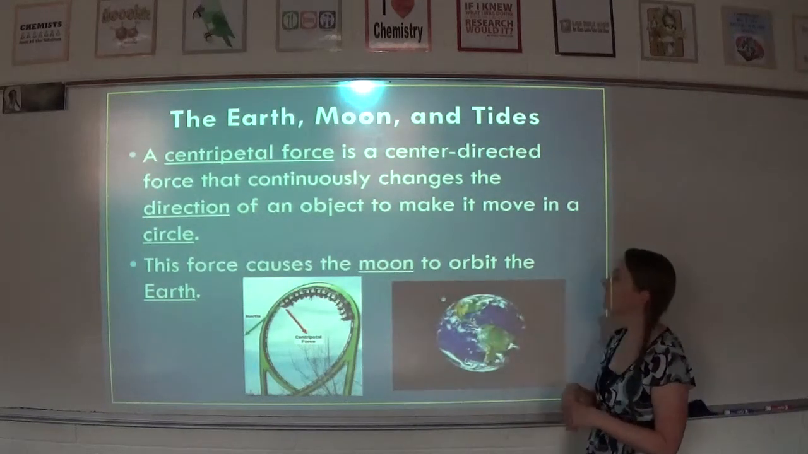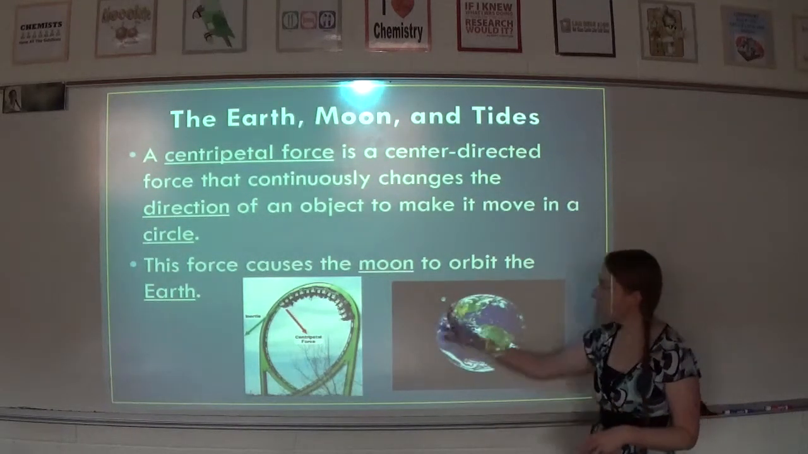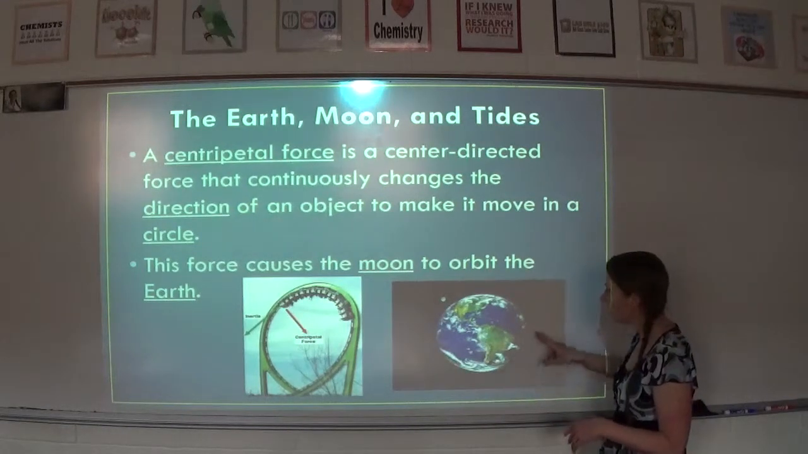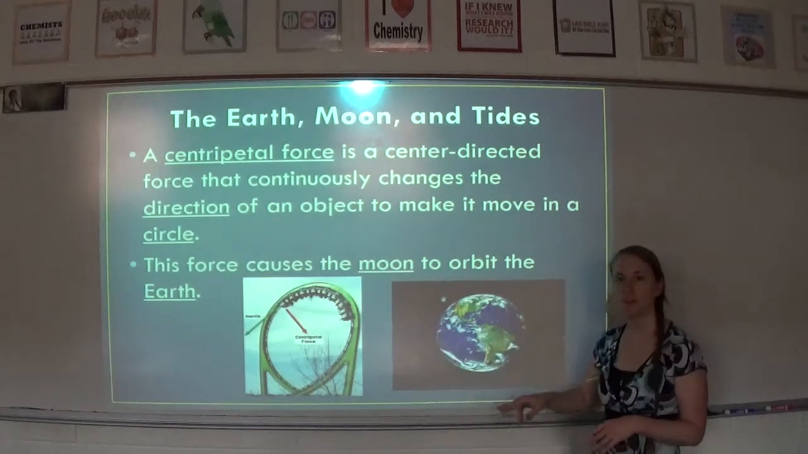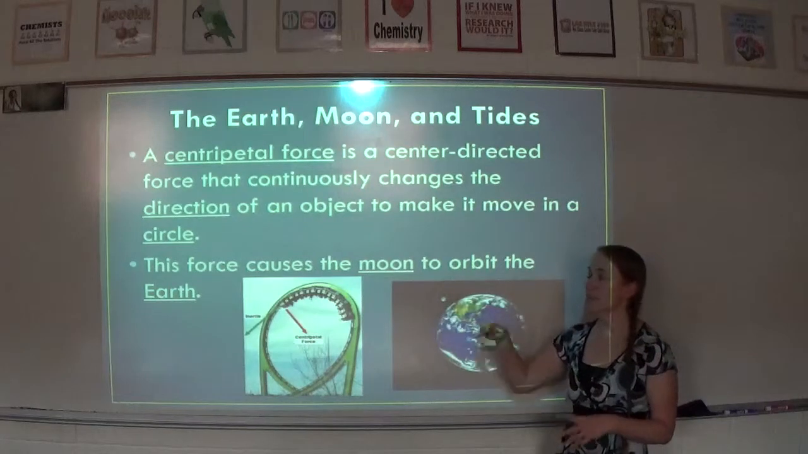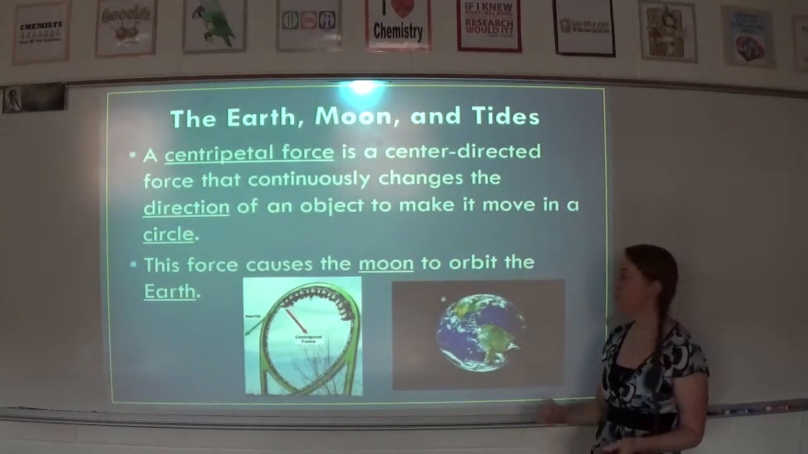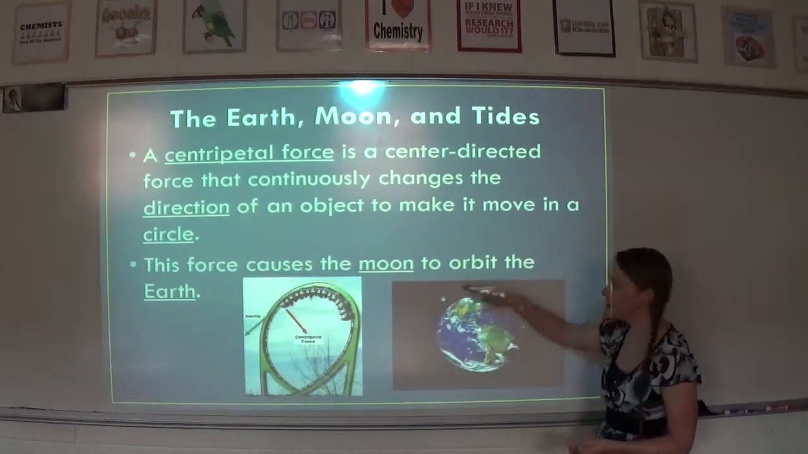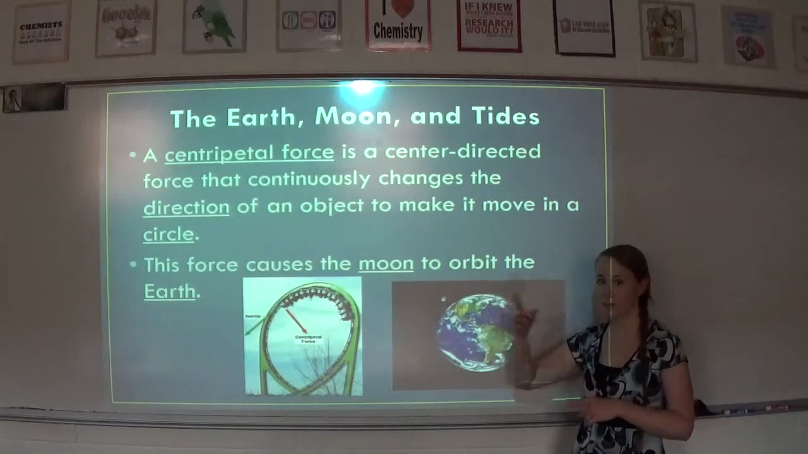This force causes the moon to orbit the Earth. So even if the moon goes around the Earth at the same speed every 24 hours, it doesn't matter. It's still accelerating because it's constantly changing direction because of that circular movement.